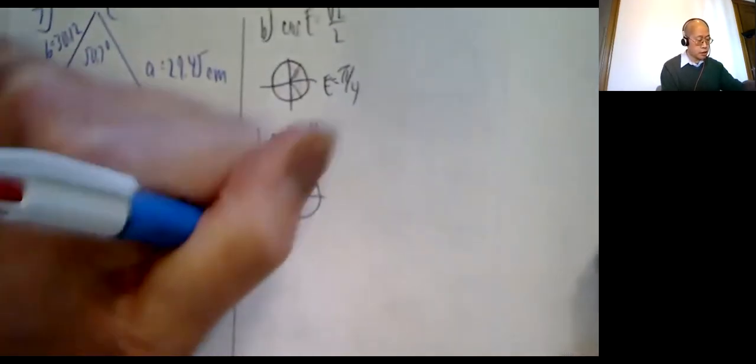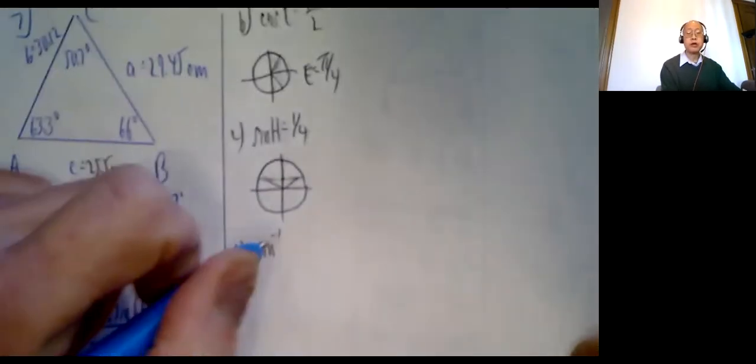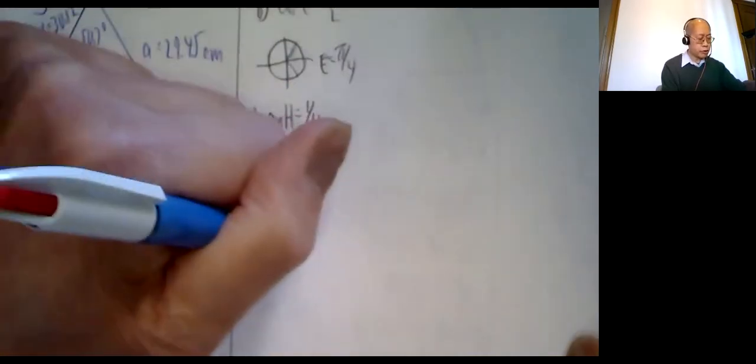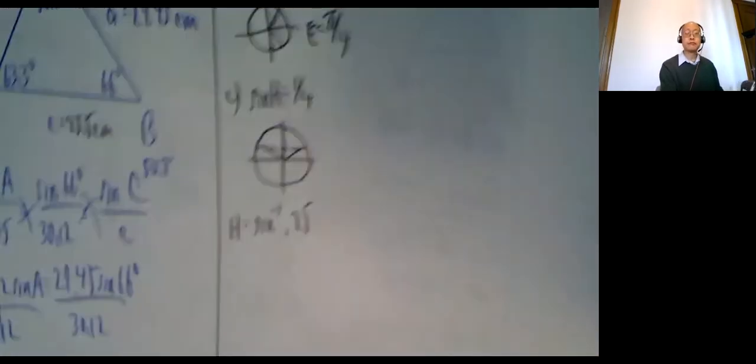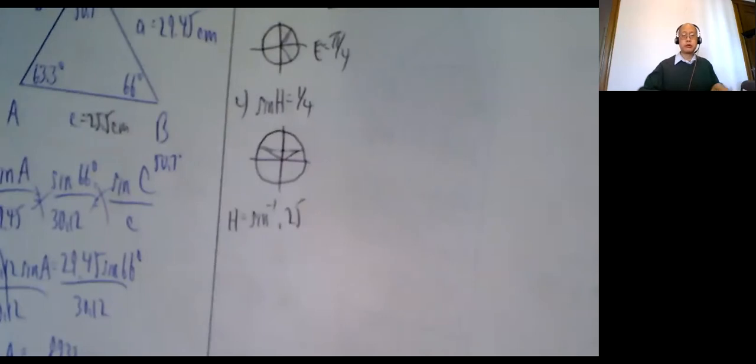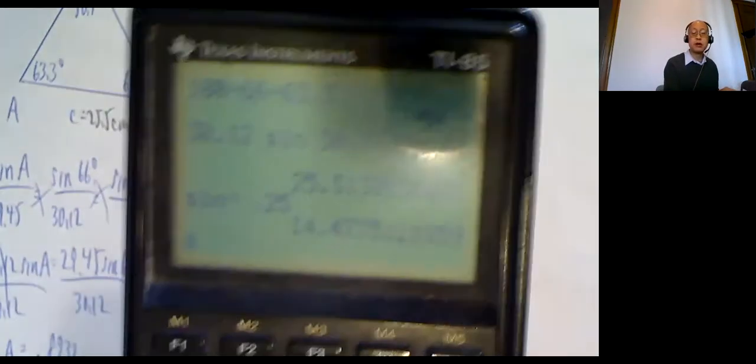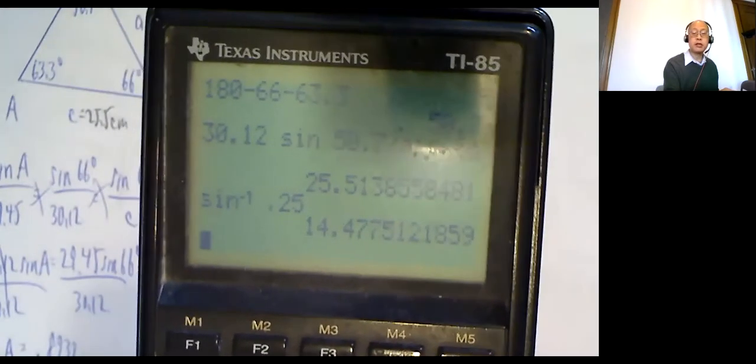Okay, so H is inverse sine of 1/4. Why don't I type in 0.25? That's probably a little bit easier, right? 1/4 is 0.25. Okay, so inverse sine. Let me check my mode. Am I in degree mode? Yes. Inverse sine of 0.25. I'll say 14.48 degrees. Round it off.